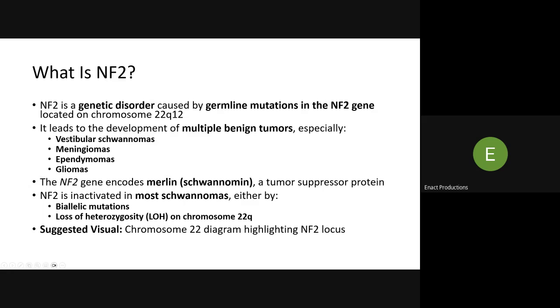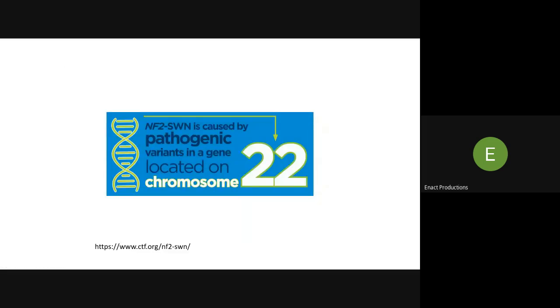Generally, it's going to be these vestibular schwannomas, which are tumors in the hearing canal, but once you have these tumors, they can be in other places in the body. So the NF2 gene is inactivated in most schwannomas, either by biallelic mutations, mutations on both of the alleles, or loss of heterozygosity on chromosome 22q. So that would be a challenge where one of your chromosomes is damaged in that case. All right, so the NF2 schwannomatosis disorder is caused by a pathogenic variant in a gene on chromosome 22.